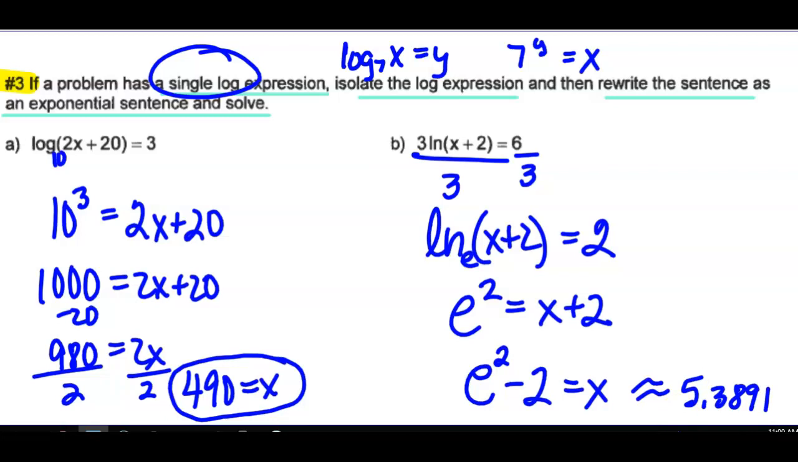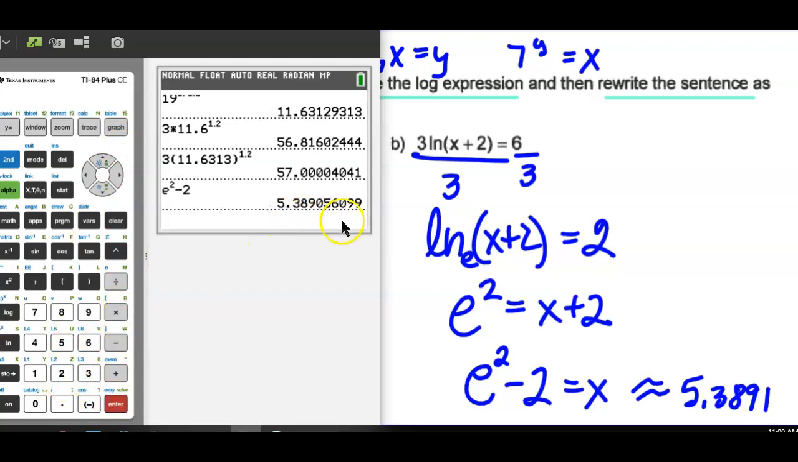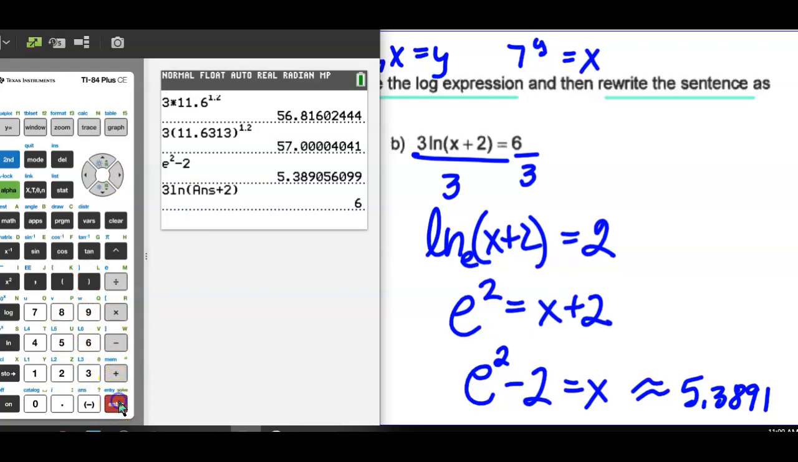5.3891. Okay, let me just make sure we're okay with how we type that. I did second ln, brought up e to the little power, then I put a 2 in there, or arrow to the right, minus 2. Okay, I get this crazy long decimal. If I went back up here to check it, I'd have 3 times the natural log of, I'm going to do a crazy calculator trick here, that previous answer, plus 2, equals, and it should come out exactly 6, because remember I used that whole answer. All right.